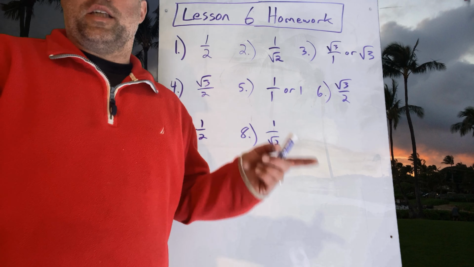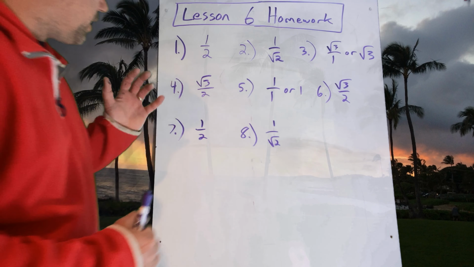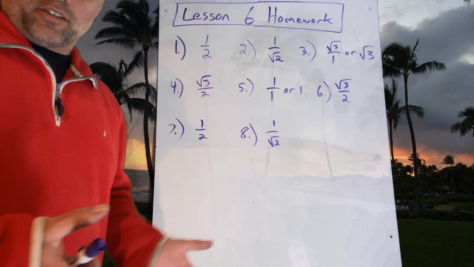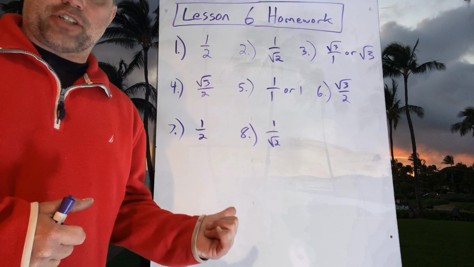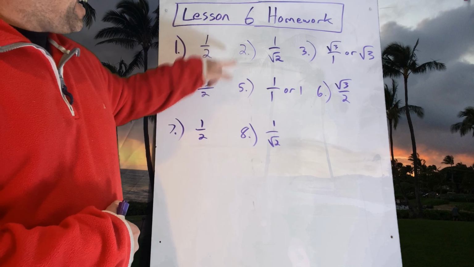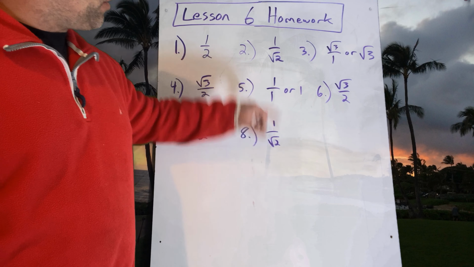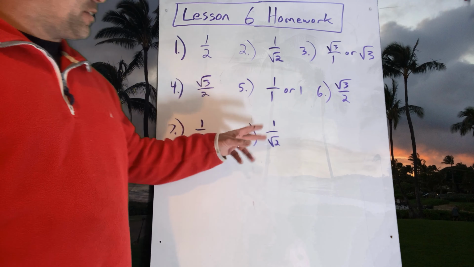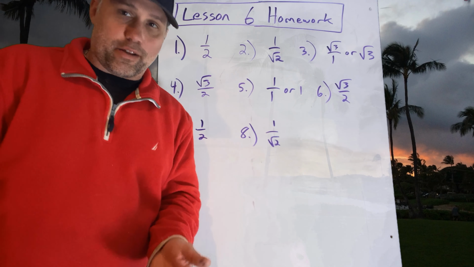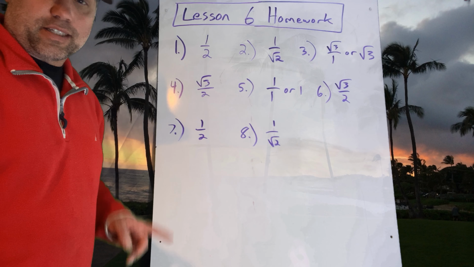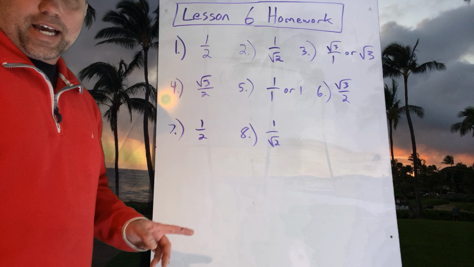So here are the solutions to the first 8 questions from the lesson 6 homework. I'm going to ask you to pause the video and check those over. Remember, in numbers 2 and 8, I can rewrite those as radical 2 over 2 like I showed you in the notes. But again, I like to just leave them as 1 over radical 2. I don't bother trying to get rid of that radical in the denominator. So pause the video, check these, and then I'm going to go over the last 4.